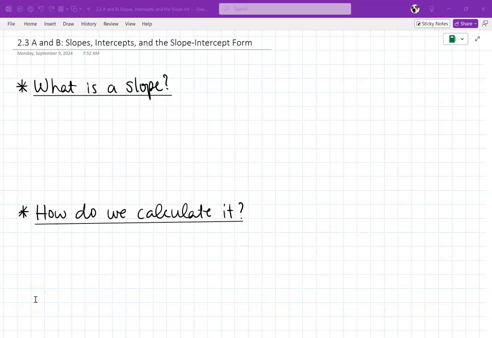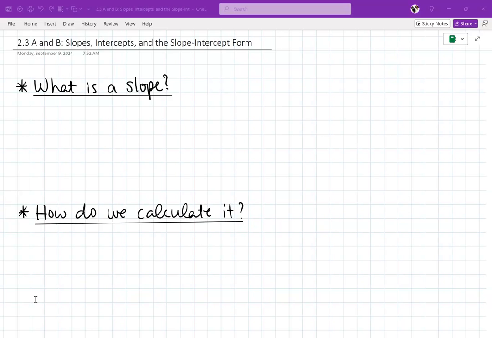All right, so we are combining two sections today, 2.3a and section 2.3b. The first one deals with slopes and intercepts, and the second one deals with the slope-intercept form. So I just kind of combined the titles. Like I said, these two lessons are pretty much the same thing, just an extended version of the other.